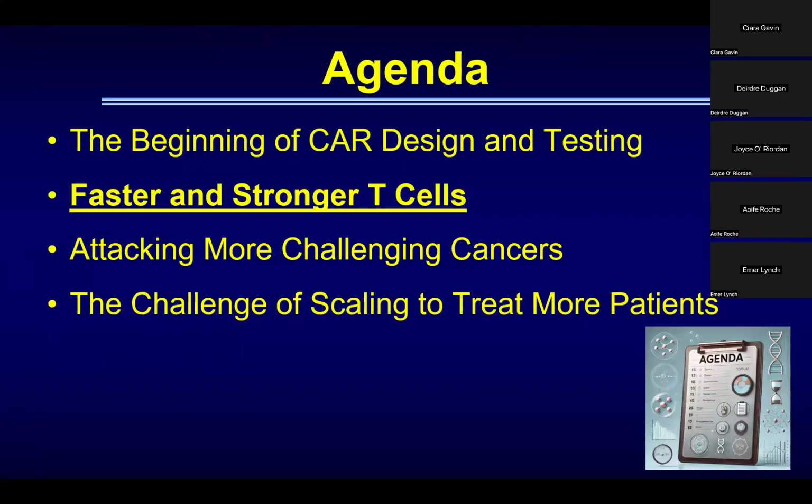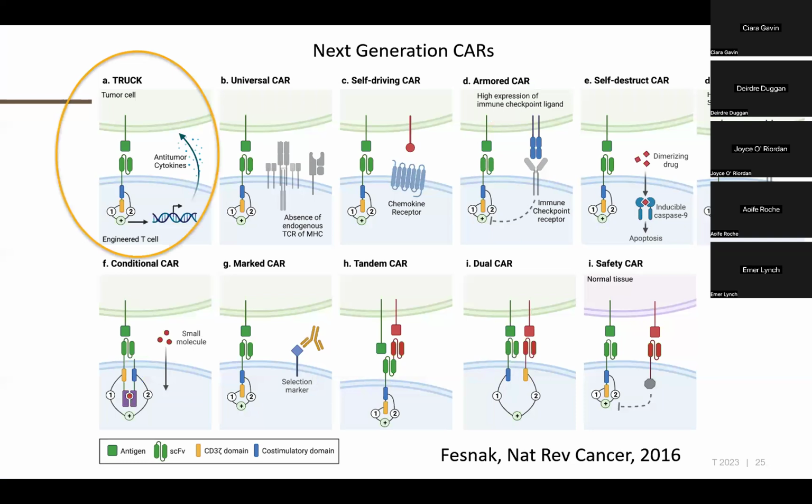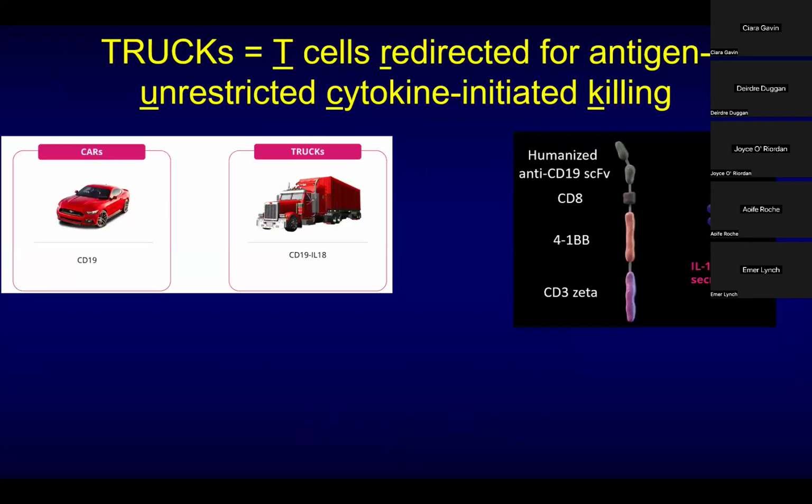Okay, now to faster and stronger cars. And this is shortening the ex vivo manufacturing to 3 days. And one of those car models I showed you was a truck, which was T cells redirected for universal cytokine killing. In our case, we're using IL-18 to enhance the potency of the CAR T cells.